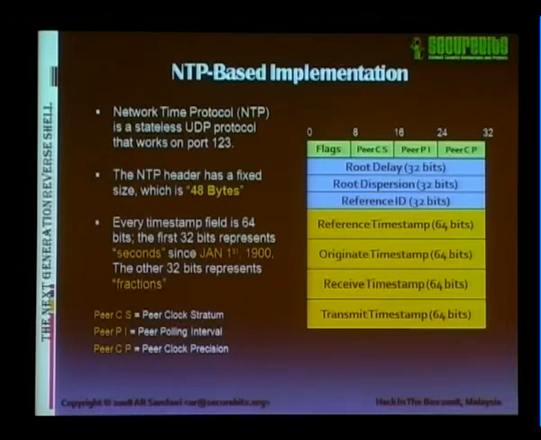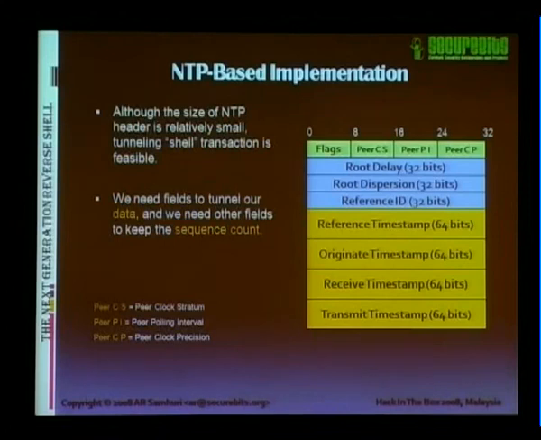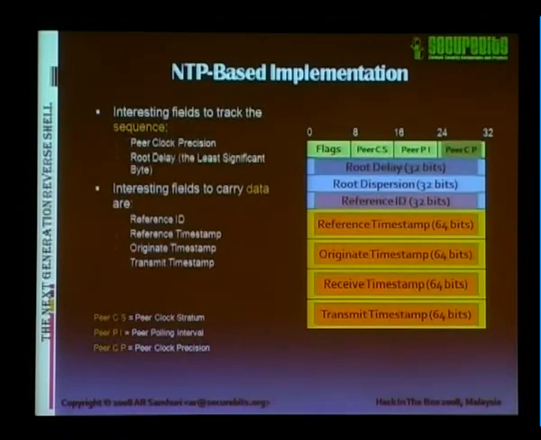The last implementation is the NTP-based implementation. Now, NTP can be used to tunnel data and can be used in our next generation reverse shell technique. The NTP header has a fixed size, which is 48 bytes. We can use the timestamps field in the NTP header to tunnel our data. How can we do that?